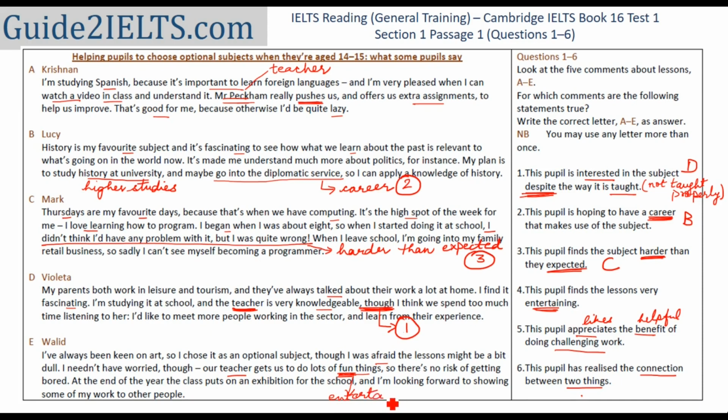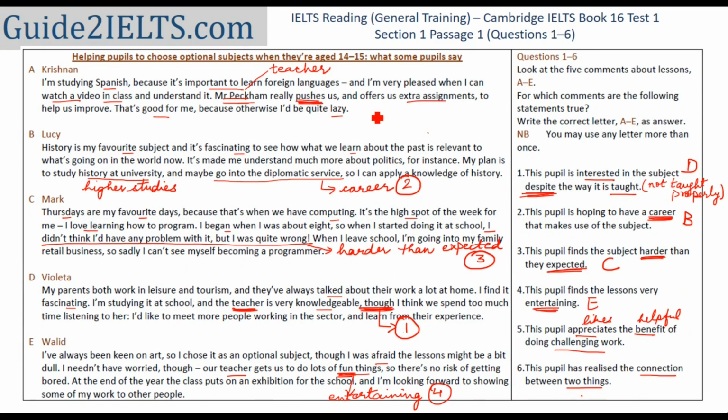Just quickly glancing at the keywords of fifth and sixth again, challenging work and some connection between two things. Let's start scanning. Important to learn languages. Pleased when I can watch a video in class. Mr. Peckham really pushes us. We have already discussed to push someone is to persuade them, to force them, to encourage them, to try harder to achieve something. Extra assignments help us improve.